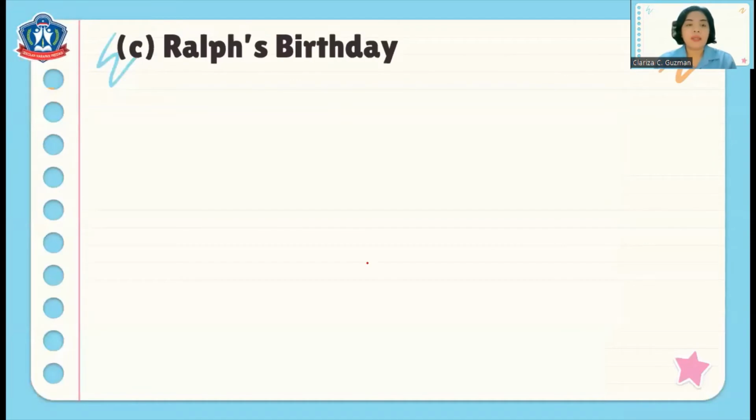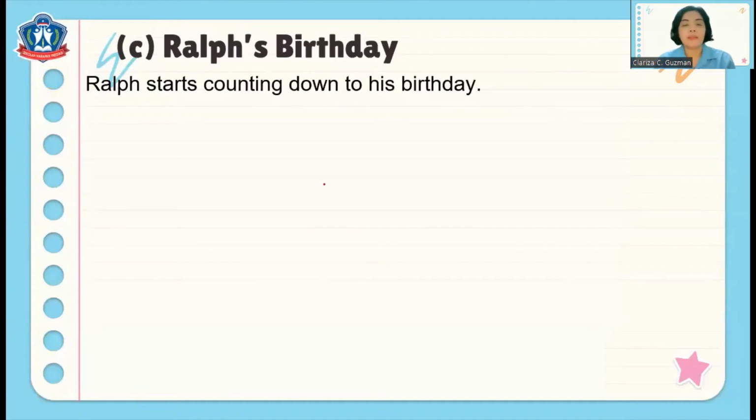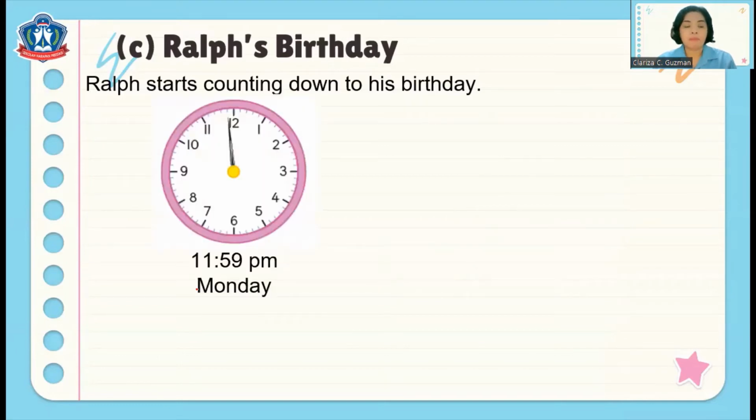Another example, I have here Ralph's birthday. Ralph starts counting down to his birthday. So this is 11:59 p.m. Monday. Okay, take a look. 11:59 p.m. Monday. So it's almost 12 midnight.